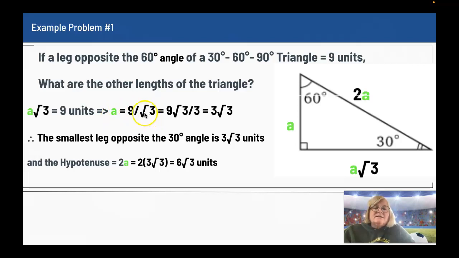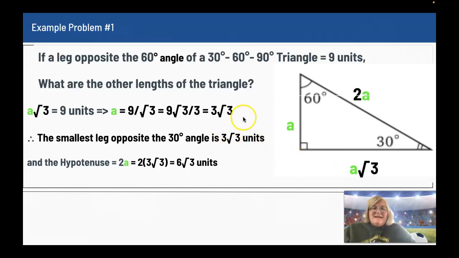We don't usually like square roots in the denominator, so I multiply by square root 3 over square root 3, and I get 9 square root 3 over 3, because square root 3 times square root 3 is 3. So I have 3 on the bottom. 3 goes into 9 3 times, so I have 3 square root 3.